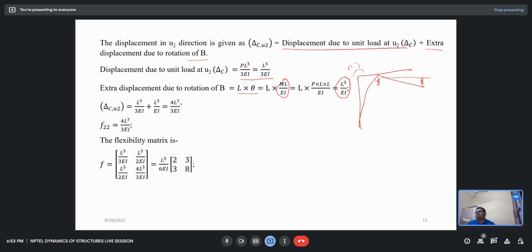Is there any doubt in this question? Any doubt? This is simple, you have done it in your UG courses also. But if you still have any doubt, you can ask me.